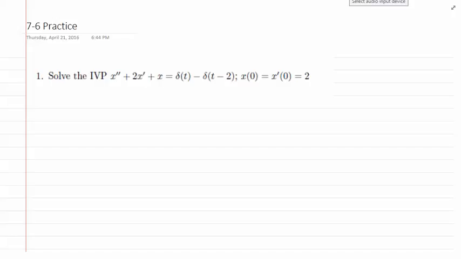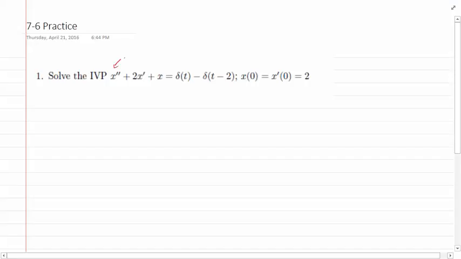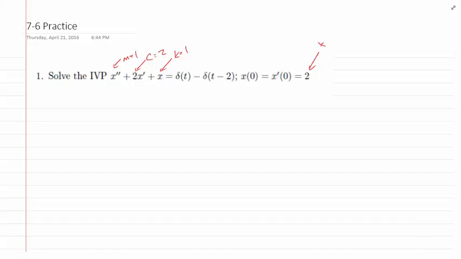Alright, this problem here you can interpret as a mass spring dashpot system. The mass is 1, the damping constant is 2, the spring constant is 1. It's got the initial position and the initial velocity. So maybe the initial position is 2 feet to the right of the equilibrium.